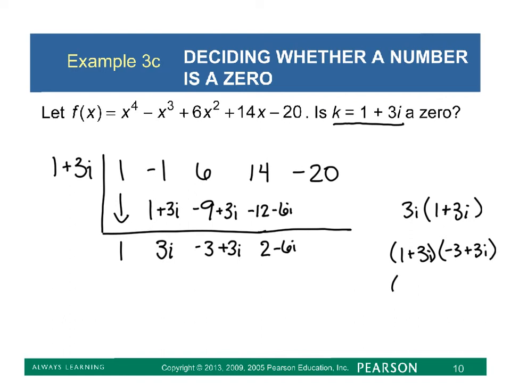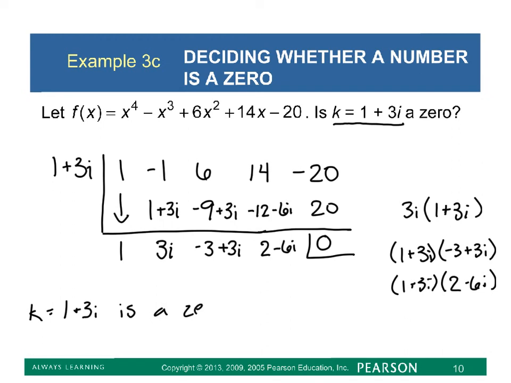Now again, take your 1 plus 3i, multiply it to 2 minus 6i, and FOIL that. Put together all your like terms, and you will get 20. Which makes this a zero, or a complex zero, of our function f of x. So this right here, 1 plus 3i, is a 0, because our remainder ended up being 0.